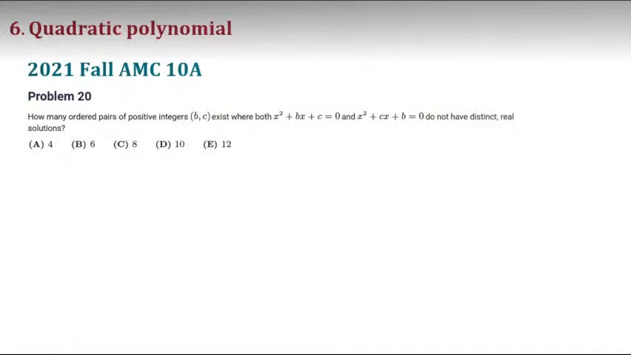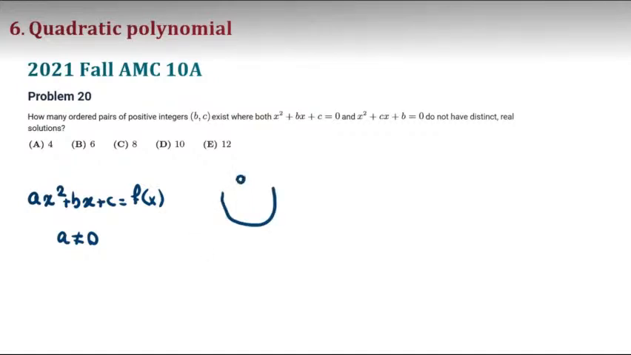The next idea is related to the quadratic polynomial. You should know some properties. It's useful in many math exams. When we have ax squared plus bx plus c equal to 0, let's call this f of x. A is not 0. If a is greater than 0, it opens up. If a is less than 0, it opens down.